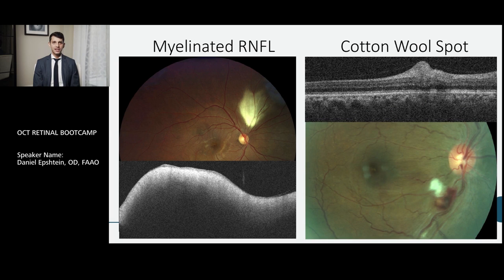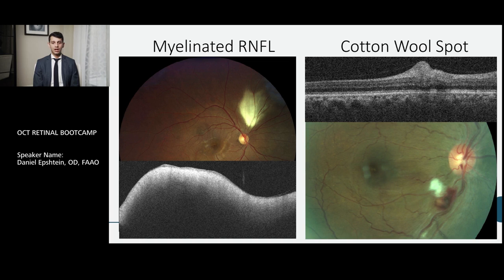Something that can masquerade as cotton wool spots is myelinated retinal nerve fiber layer. Now the patient on the left, that you'll probably never mistake for a cotton wool spot because it's such a large area and it's isolated. But on OCT, you definitely won't mistake it because the myelin is so reflective that you can't see anything posterior to it. It's going to cause a tremendous shadow.